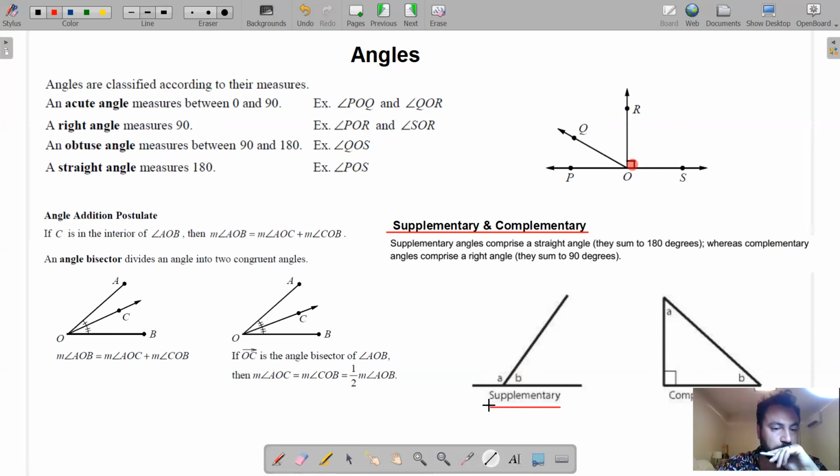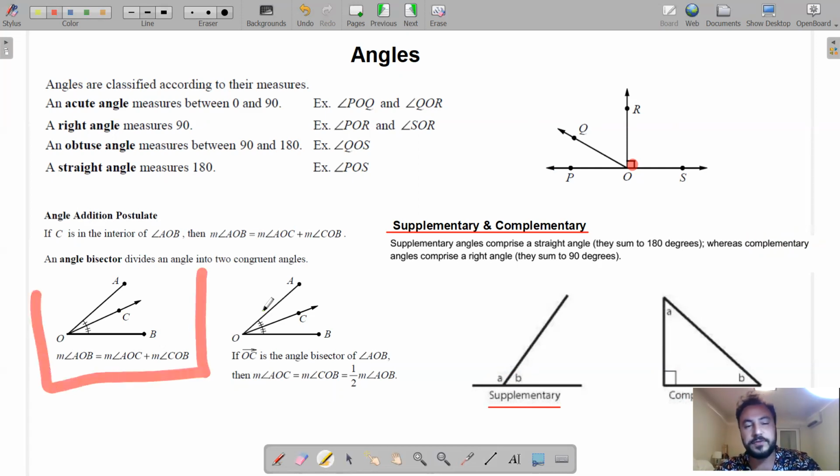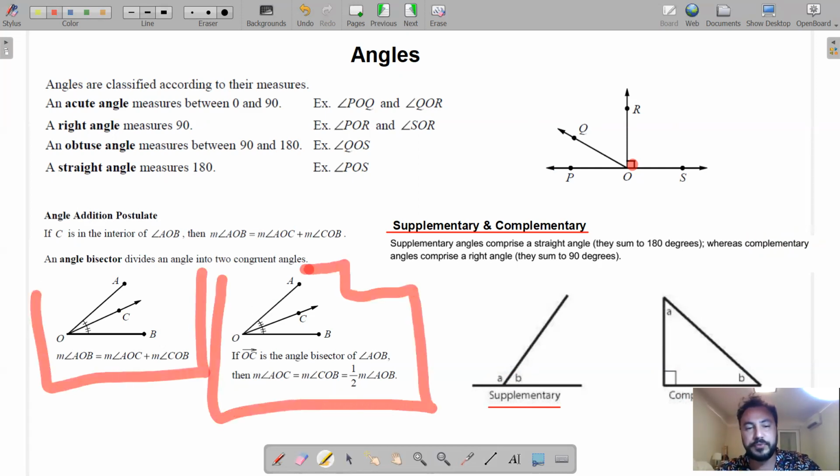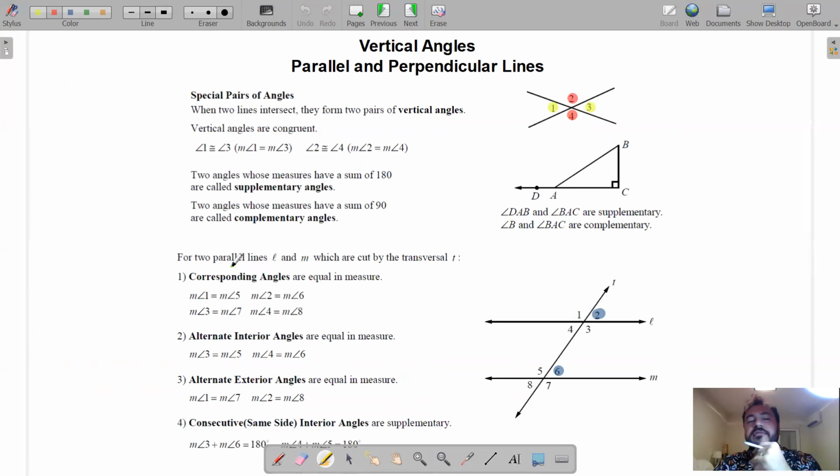And here is something regarding the angle bisector, pretty intuitive. I'm going to go over it right now. However, I want to talk about special pairs of angles and angles that are similar.